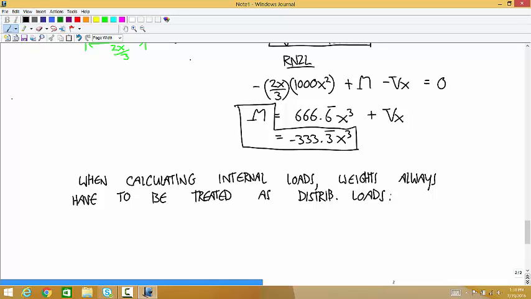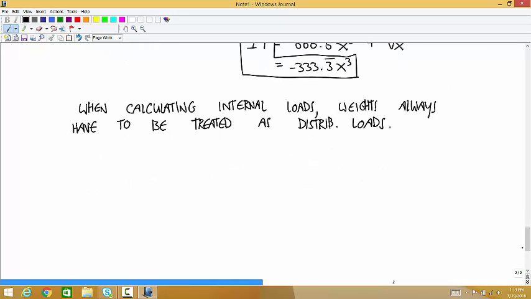Weight is always a distributed load. But now we just have to be careful because we're going to take out a chunk of that body and isolate it. And we can't treat the distributed load of the weight as a point force until after we've isolated that piece. So let me just, I think an example is the easiest way to do this.